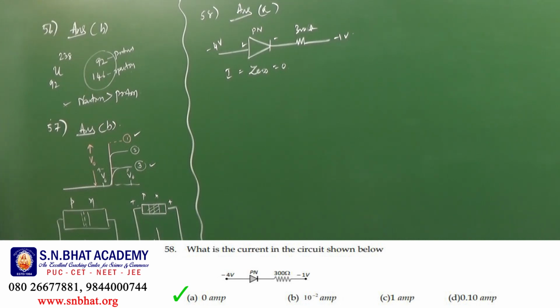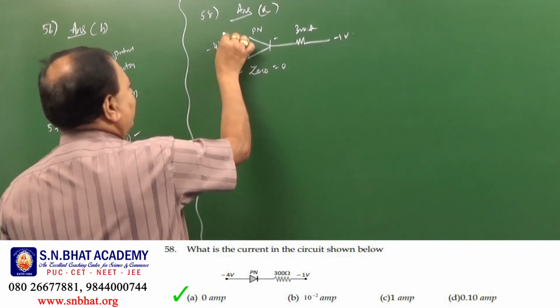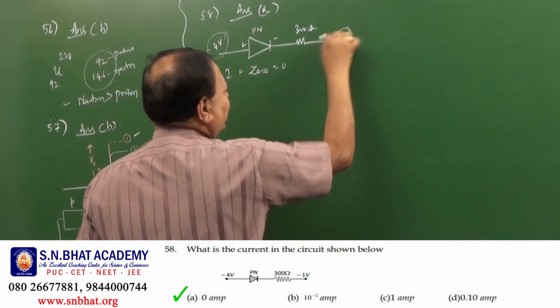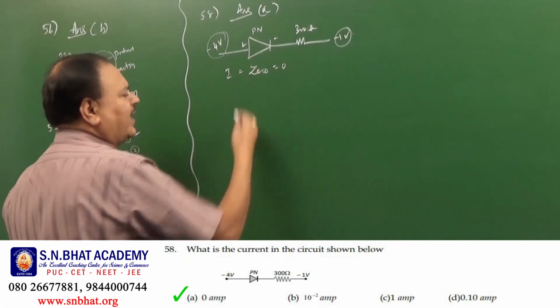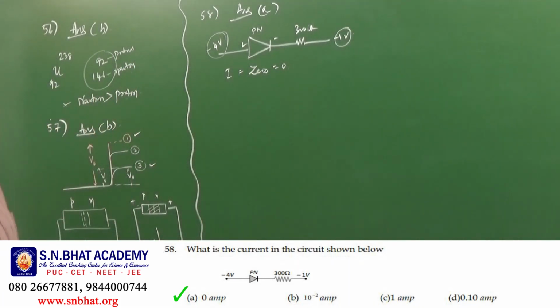In the reverse bias the potential on the P side is more negative. More negative is the reverse bias condition. Therefore, there is no flow of current.